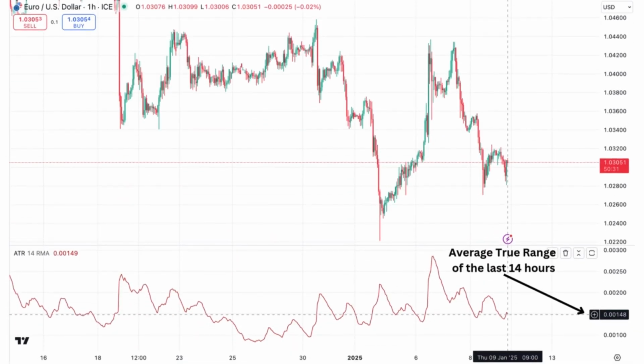So if you use the default setting, and this would be 14 periods, and you're trading on the hourly time frame, it would measure the average true range over the last 14 hours. And a general guideline is to use 2 to 3 times the ATR to set your stop.